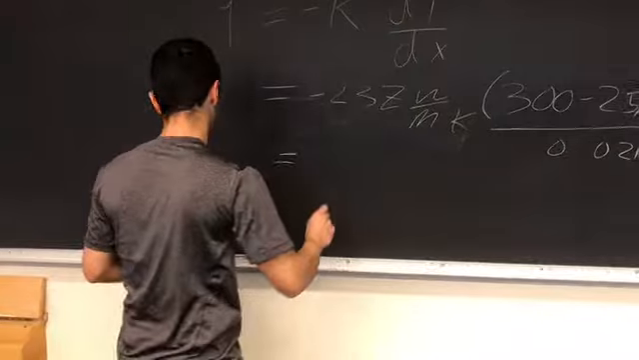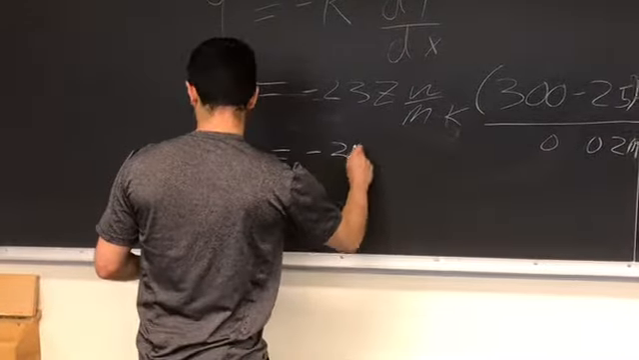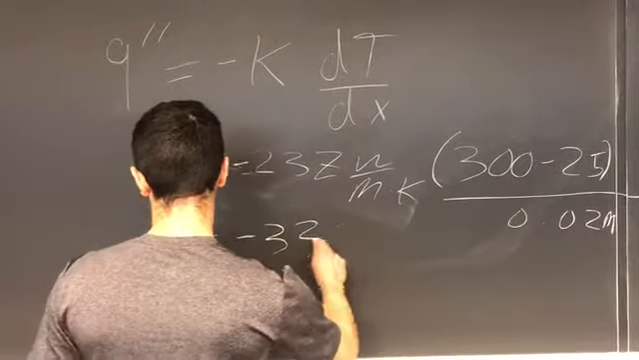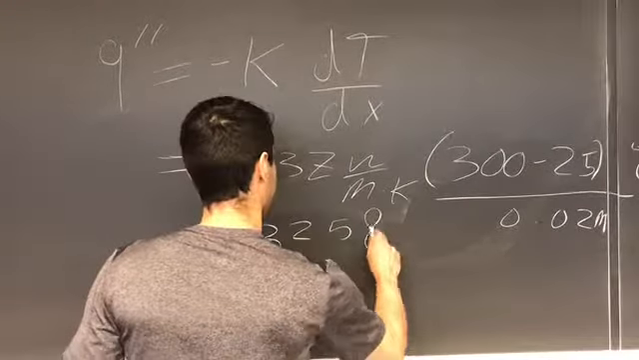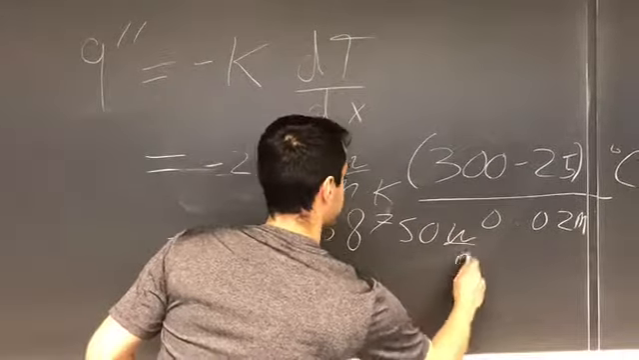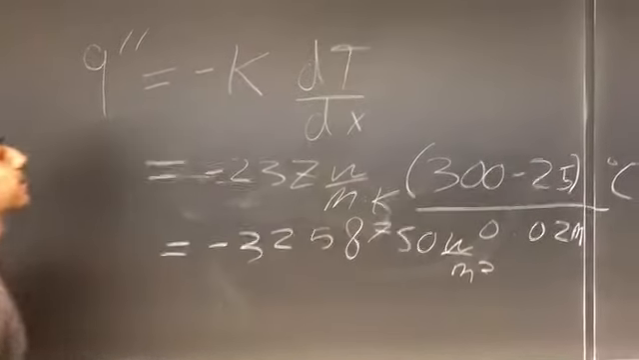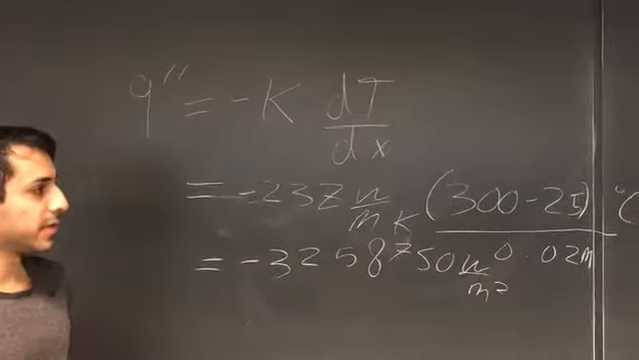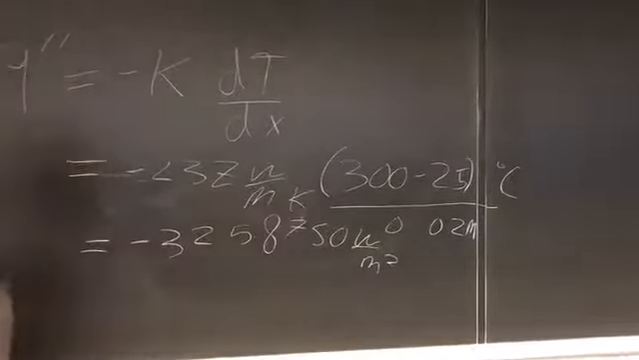So the heat flux is equal to negative 3,258,750 watts per meter squared. You can see that the heat flux is very large, first because we have a large thermal conductivity, and also our temperature gradient is very large.